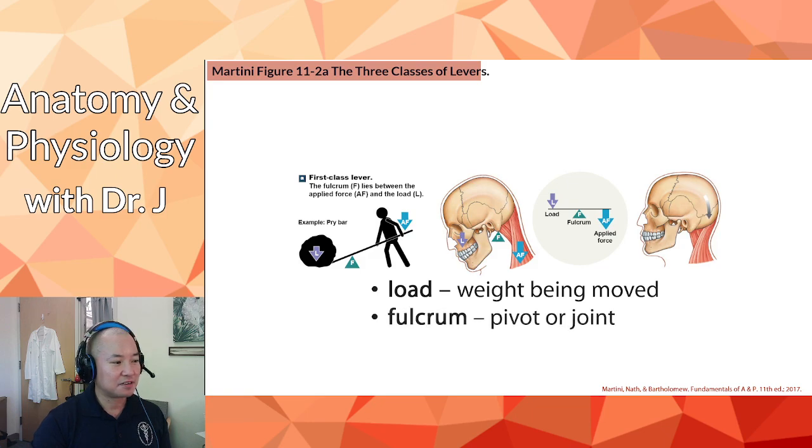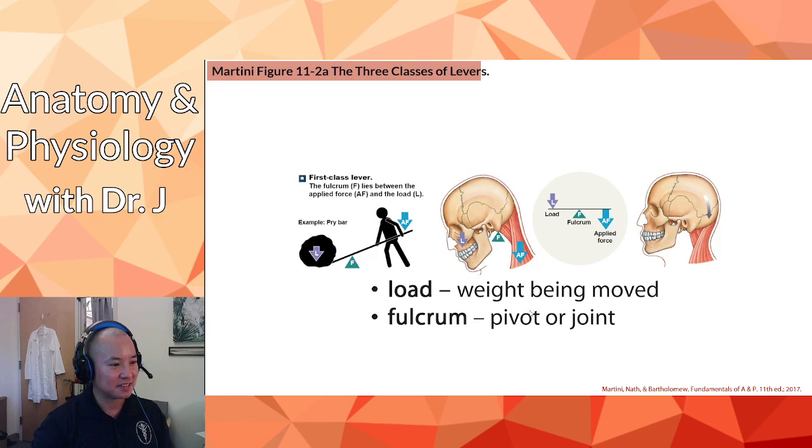And then the fulcrum is a fancy term for a pivot or joint. So just like the joints in your body move and they're able to extend and flex and have your bones move relative to each other, where they actually pivot relative to each other, that is the fulcrum. So in this case, if it was a seesaw or a pry bar, that would be the pivot that this little bar works against.